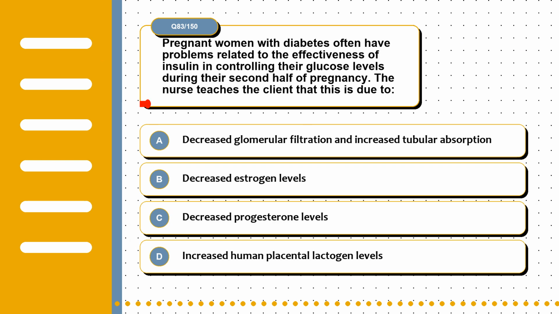Question 83. Pregnant women with diabetes often have problems related to the effectiveness of insulin in controlling their glucose levels during their second half of pregnancy. The nurse teaches the client that this is due to, here are the options. Option A, decreased glomerular filtration and increased tubular absorption. Option B, decreased estrogen levels. Option C, decreased progesterone levels. Option D, increased human placental lactogen levels.